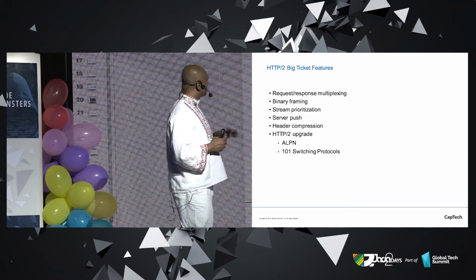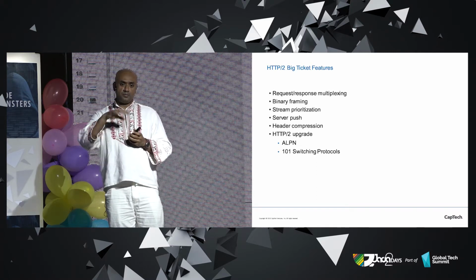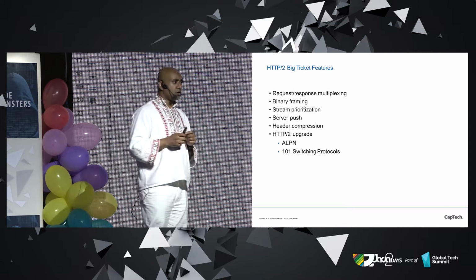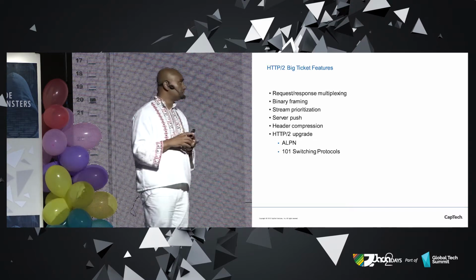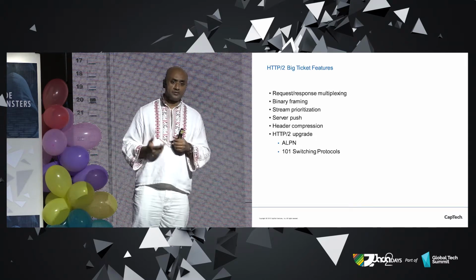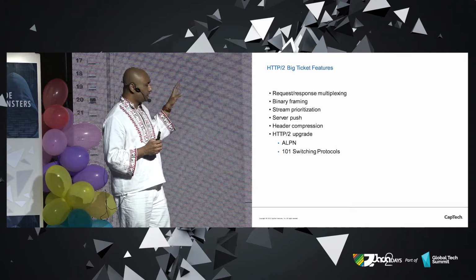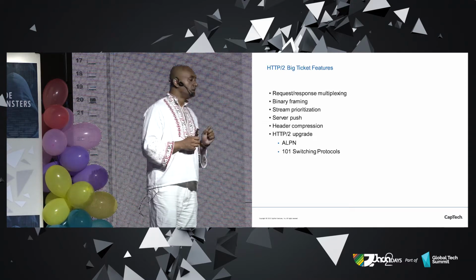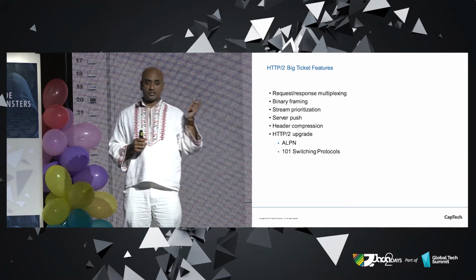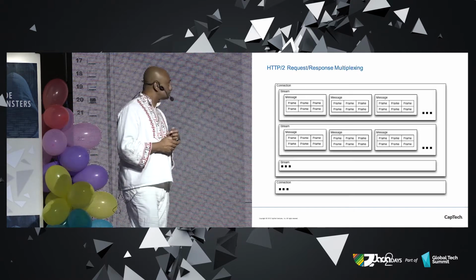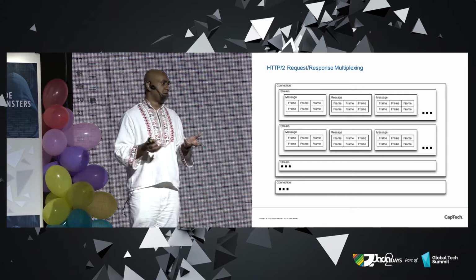But these are basically the sum total of the changes in HTTP 2.0 that make all of this happen. The most important one is request multiplexing. That's the key change. But other than that, you also have binary framing, stream prioritization, server push, header compression, and HTTP 2 automatic upgrades. Okay? And there are two variants of this. One is called ALPN, and the other one is HTTP 101, switching protocols. So let's take a look at each of these fundamentally and see what they mean.